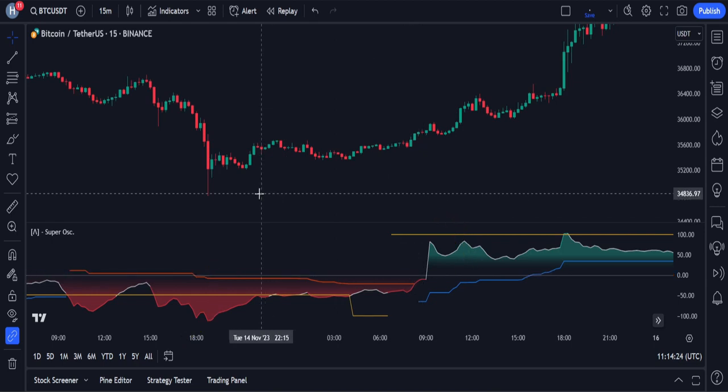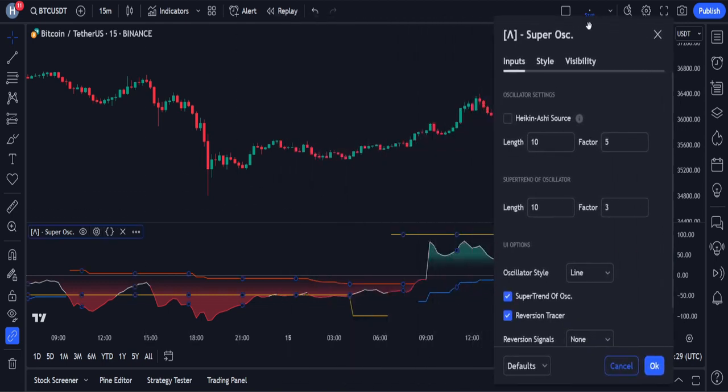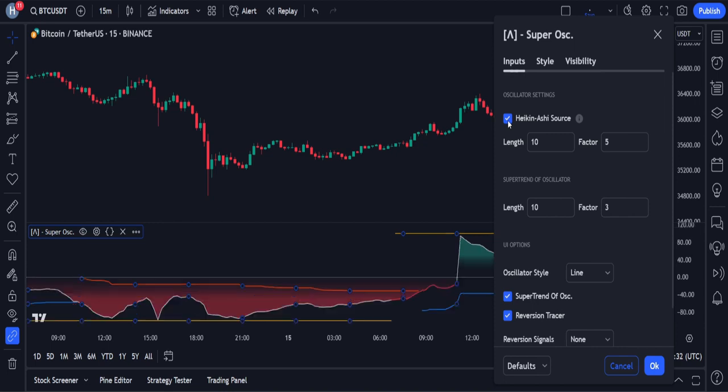But during the times that the market is flat, or a range market as we call it, like here in this part, just like any other oscillators, we can have false centerline crossovers or signals. If we open the settings again, we have already seen this option of the Heikin Ashi source. And during this flat market, when I turn it on, you can see how it reduces the false signals. We will keep this option on, because by doing so, we will have a smoother oscillator line.